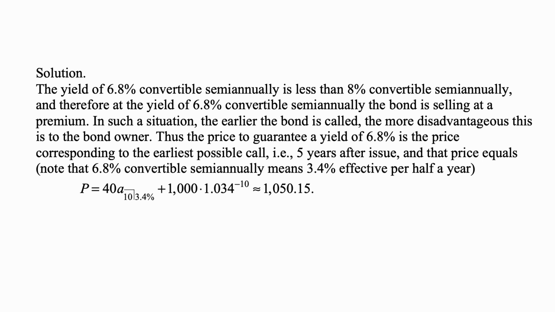That's equal to P equals 40 a angle 10 at 3.4%. So 5 years of coupons every half a year at 3.4%, plus 1,000 times 1.034 to the negative 10, because that's 3.4% per half a year over 5 years, which is 10 half years. That's approximately equal to 1,050.15.